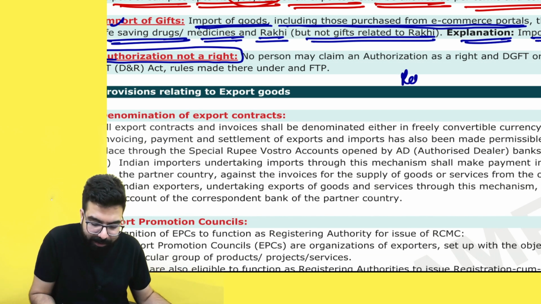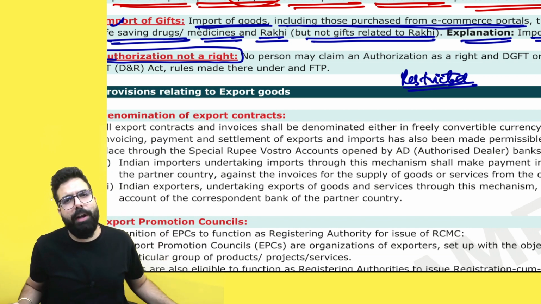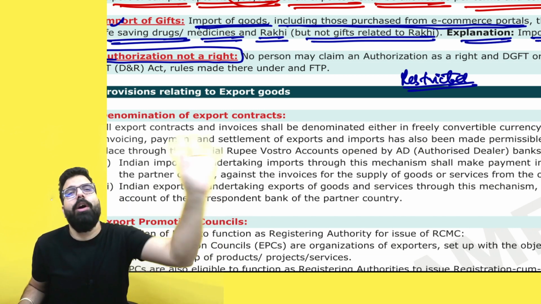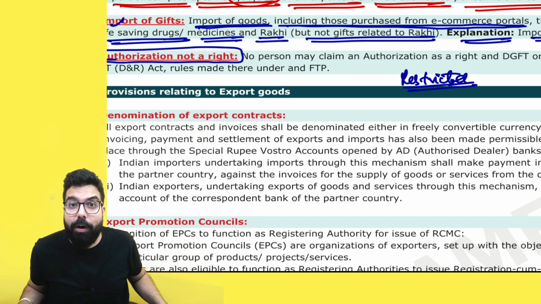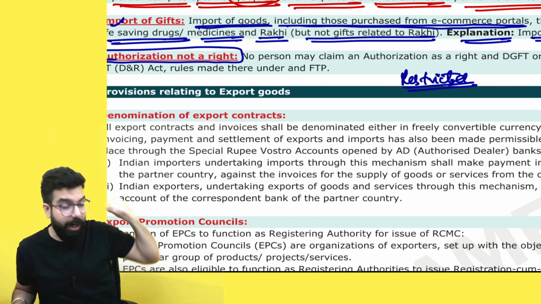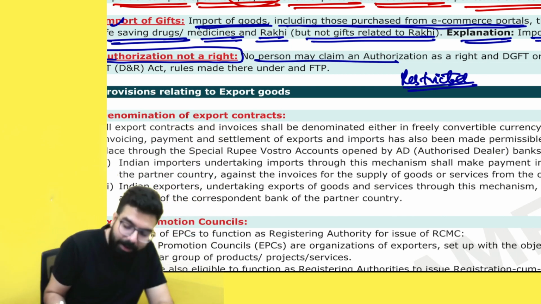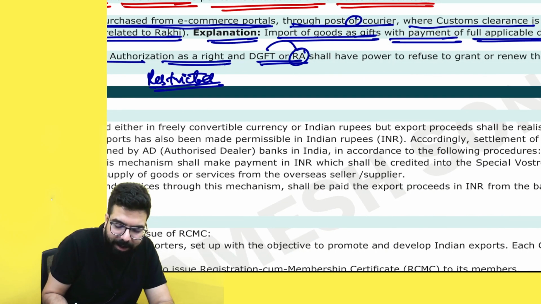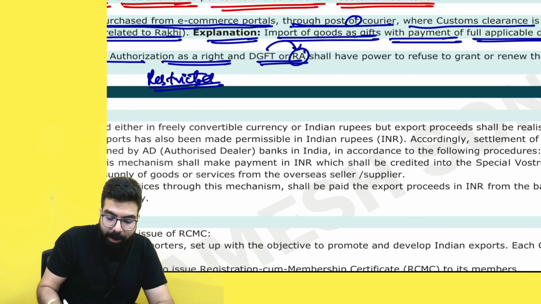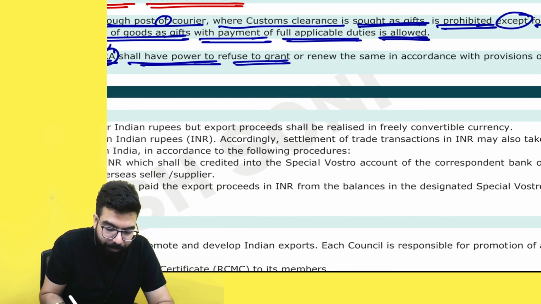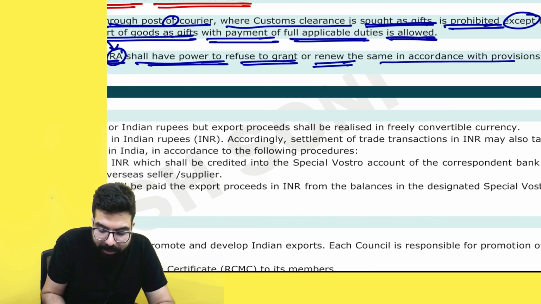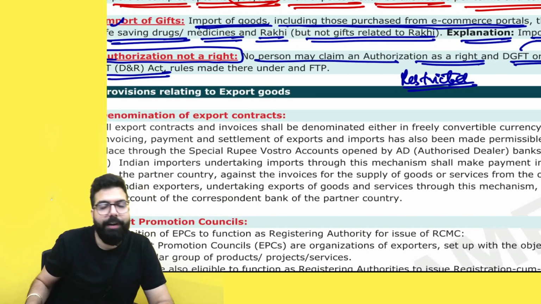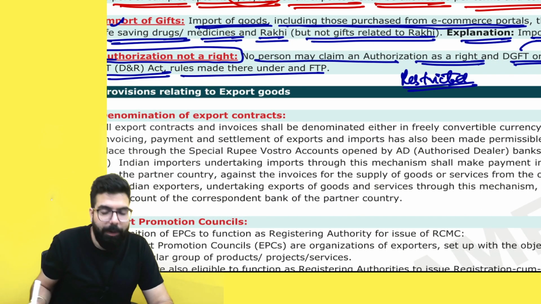Might be you are importing one restricted item, and you went to the DGFT and told them, sir, this restricted item I want to import. DGFT told you this is a restricted item, I will not give you the authorization. If they don't give you the authorization, you can't say, sir, authorization is my birthright. No. No person shall claim authorization as a right, and DGFT or the regional authorities, the DGFT's subdivisions are regional authorities, shall have the power to refuse to grant or renew the same in accordance with the provisions of the Foreign Trade Development and Regulation Act or rules made under the foreign trade policy.